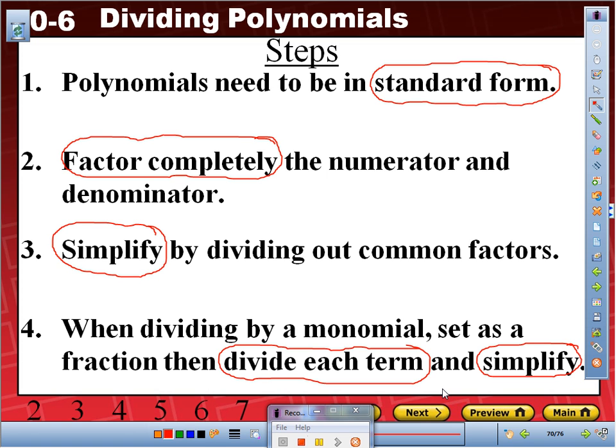Step 1, standard form. Step 2, factor completely. Step 3, simplify. Step 4, divide each term and simplify.